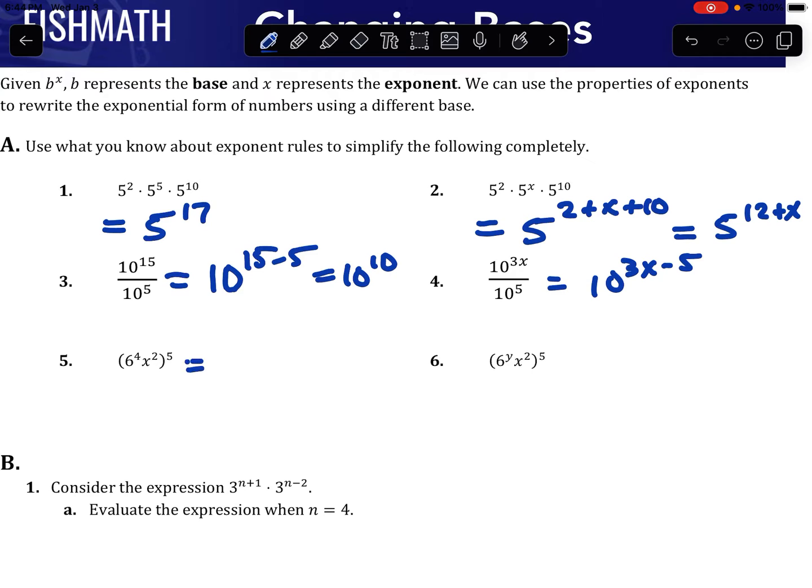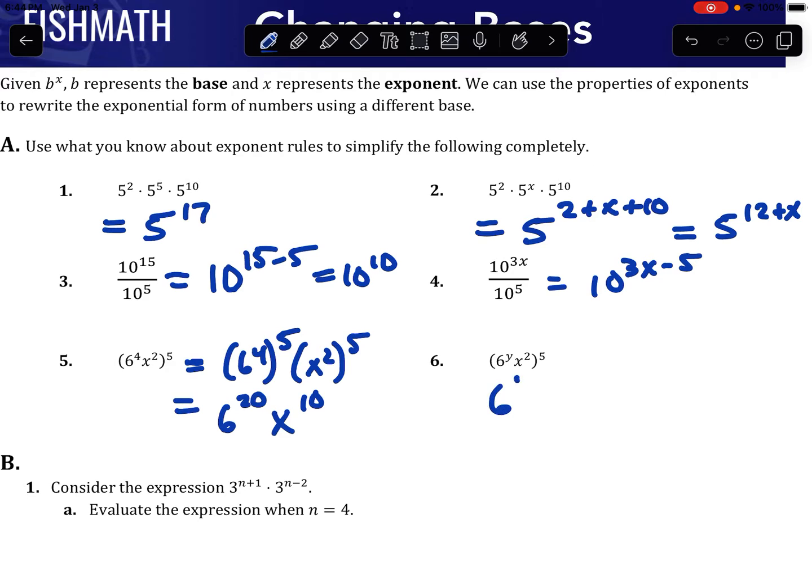This part here, we're going to give everybody that fifth power. So 6 to the 4th gets the fifth power, and x to the 2nd gets the fifth power. And this is power to a power, so this becomes 6 to the 20th, because you have to multiply the exponents, and x to the 10th.